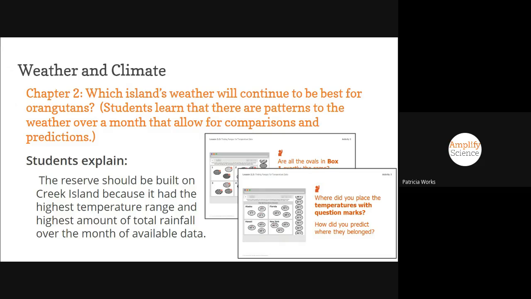At the end of Chapter 2, students evaluate and sort evidence from the islands and participate in evidence circles to discuss which island's weather will continue to be best for orangutans. As they write arguments to answer the Chapter 2 question, they're able to explain the reserve should be built on Creek Island because it had the highest temperature range and the highest amount of total rainfall over the month of available data.